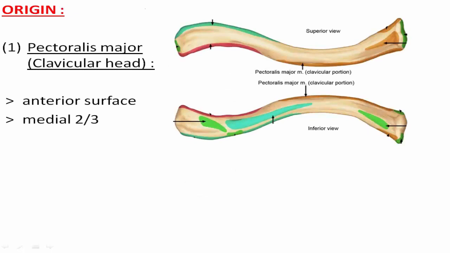The muscle which originates from the clavicle, the first muscle, is the pectoralis major, clavicular head. As we have discussed previously, there are four surfaces in the medial two-third part of the clavicle. Out of four surfaces, the anterior surface, which is rough, gives origin to the pectoralis major muscle. So the pectoralis major muscle originates from the anterior surface of the medial two-third part.